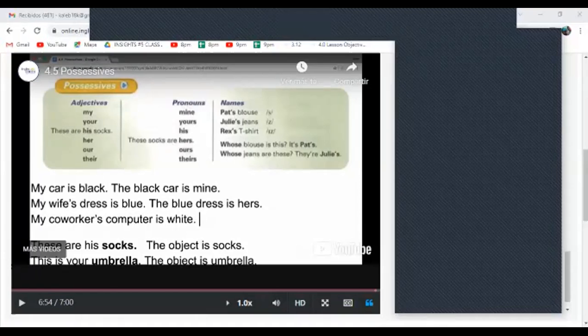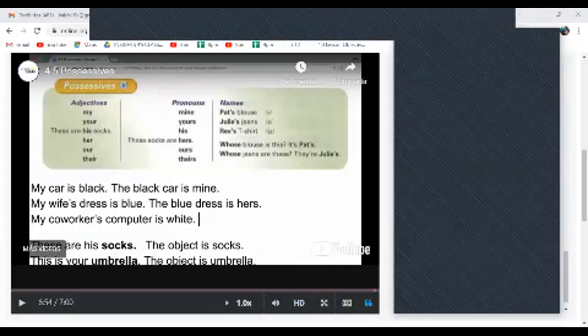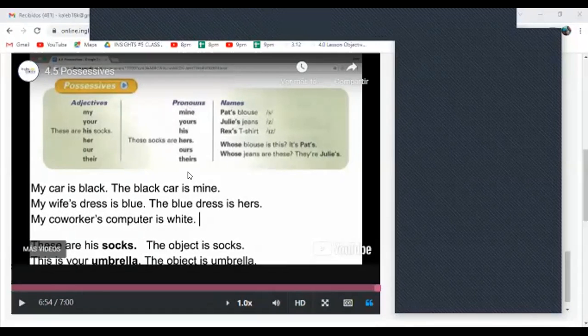¿Quién más tiene ejemplos? Prepare your examples. Tratemos 3 minutos más, 3 more minutes. Can you give me examples? Y si usamos possessive pronouns, these socks are mine. For example, this computer is mine. Yes? Go ahead.